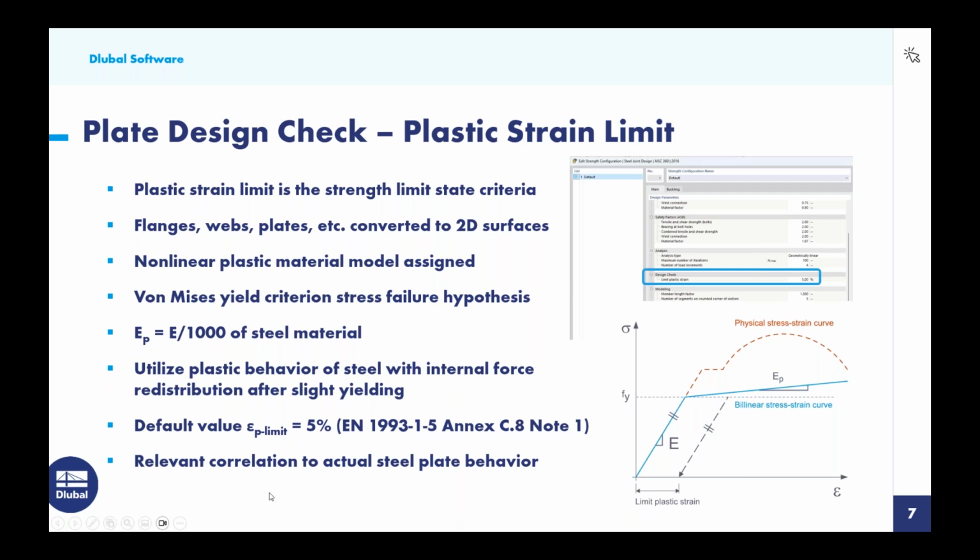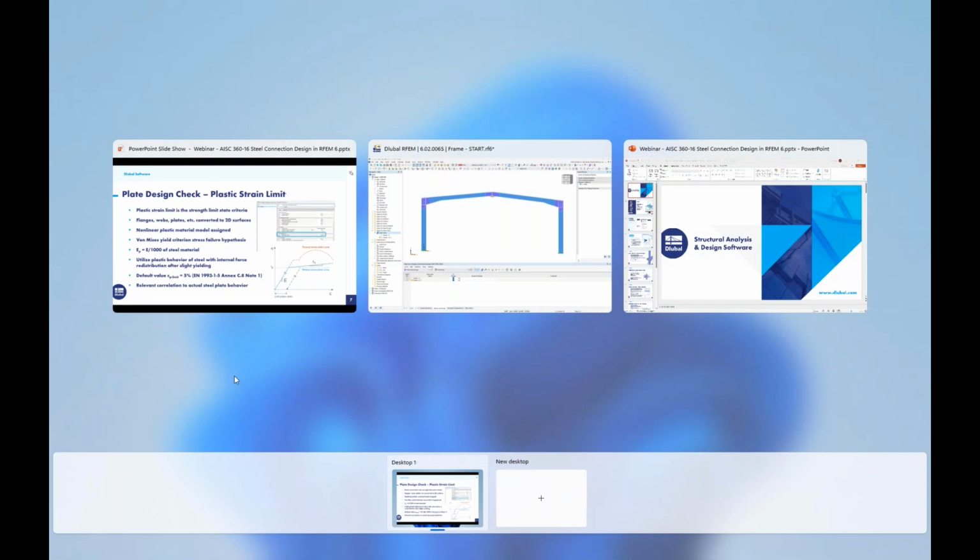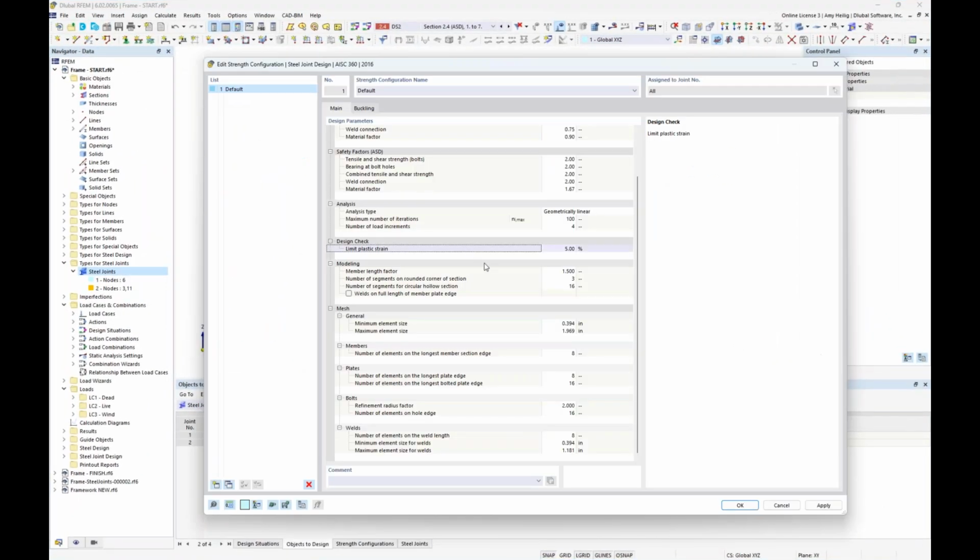But overall, there have been studies done on this showing that there really is good relevant correlation to the actual steel plate behavior by limiting the plastic strain instead of the stress. So again, that's what's going on here within our design configuration for all plate elements. This is the only check that we will carry out, by limiting that plastic strain.